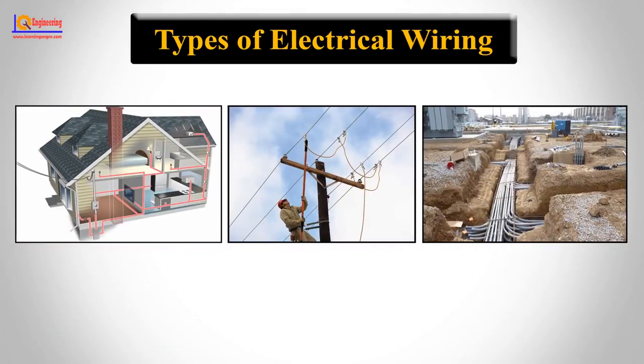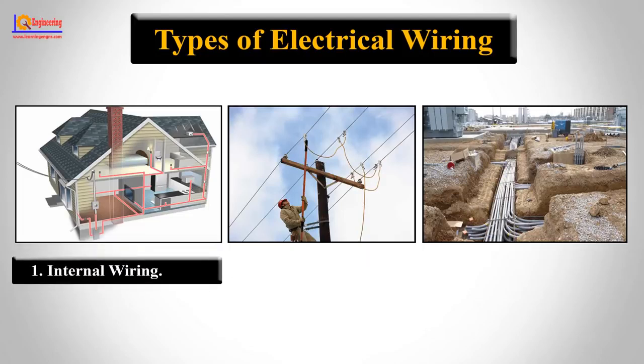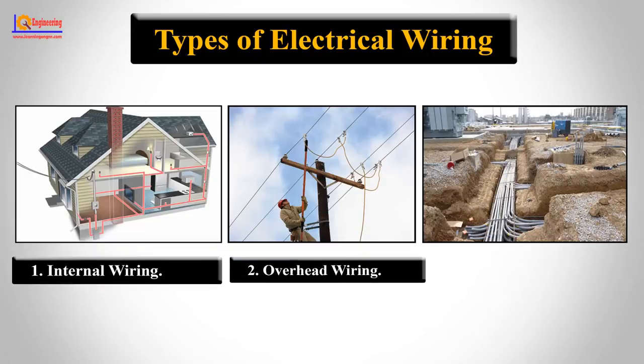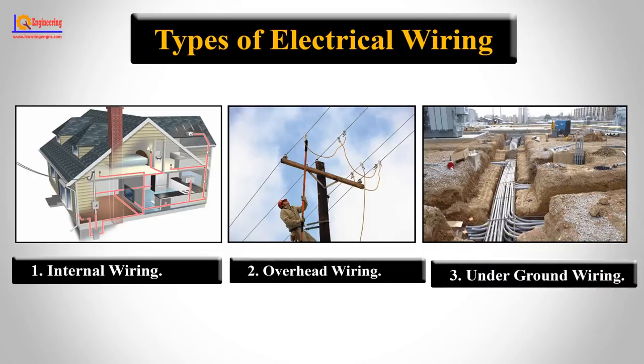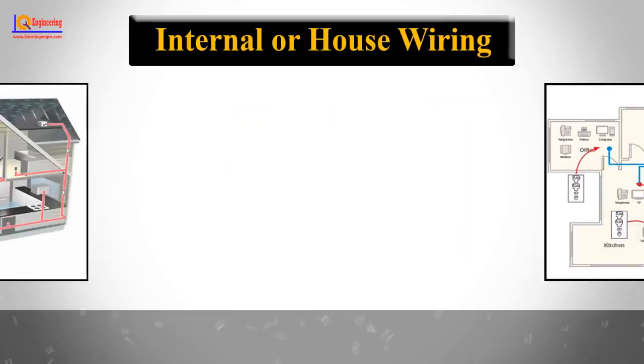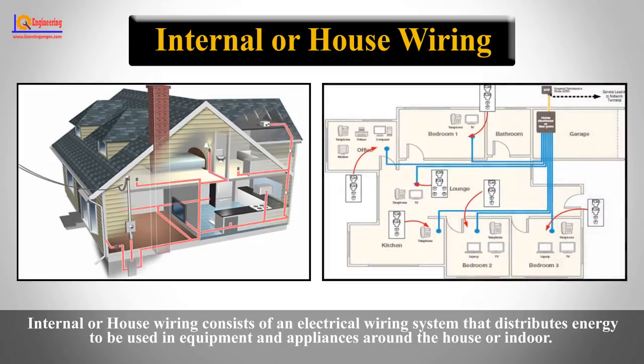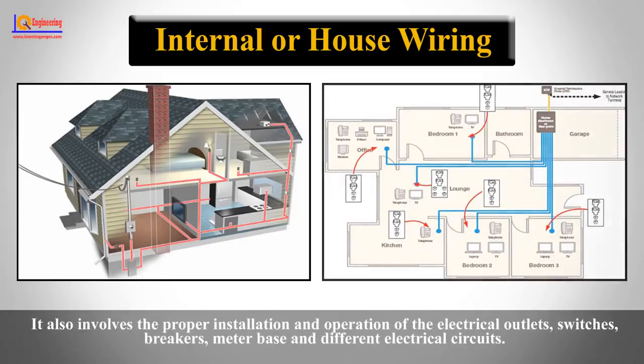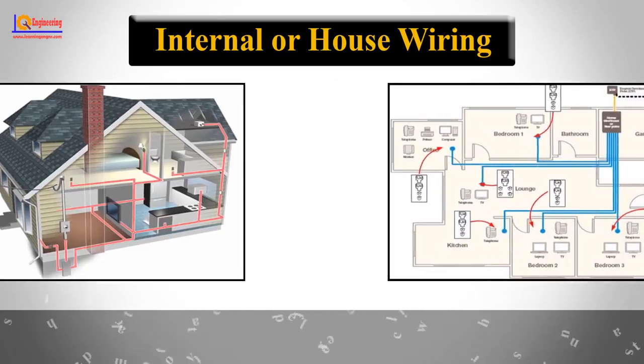Electrical wiring is basically of 3 types. There are 1. Internal or house wiring. 2. Overhead wiring. 3. Underground wiring. Internal or house wiring consists of an electrical wiring system that distributes energy to be used in equipment and appliances around the house or indoors. It also involves the proper installation and operation of the electrical outlets, switches, breakers, meter base and different electrical circuits.